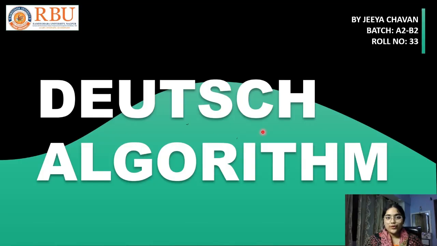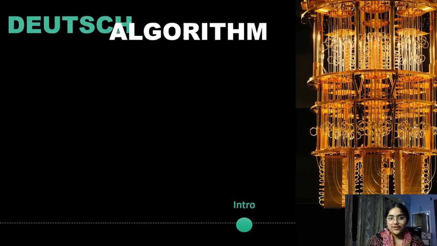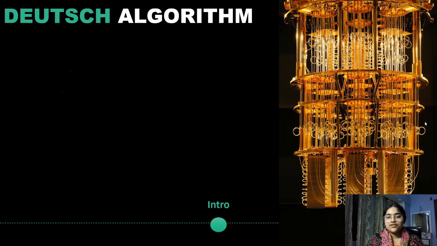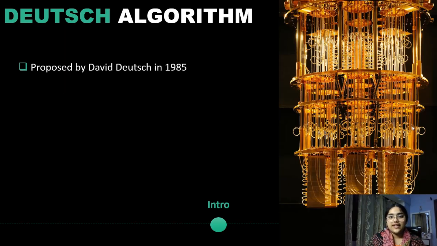As part of our quantum computing assignment, I'll be presenting my topic in this video, which is on Deutsch algorithm. So first, Deutsch's algorithm was proposed by David Deutsch in 1985. This marks one of the earliest attempts to formalize how computation could work on a quantum level rather than a classical one.